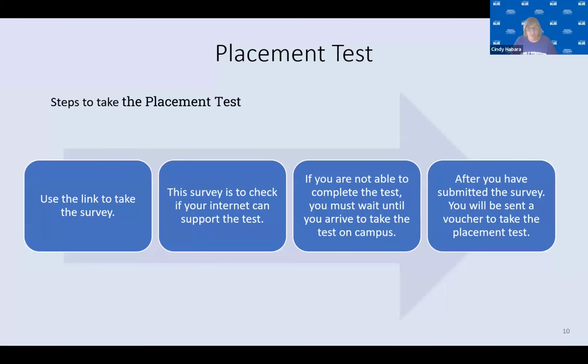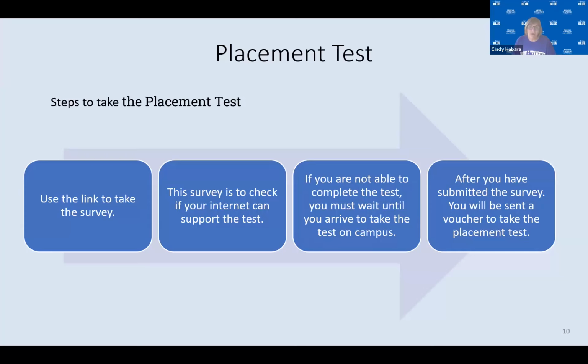Okay, so again, the review: you're going to use the link that is in the email that I send. Once you've clicked the link and you've taken the survey to make sure you do have the internet capabilities, you will need to complete the test at that point. If they determine you don't have the capabilities, then you'll need to wait until you come to the university, and that's fine. A lot of our students do that. Actually, if you wait until you come to the university, you only pay one fee. If you're doing it online, you need to pay two fees. One fee goes to MTSU, one fee goes to Examity to proctor the test for us.